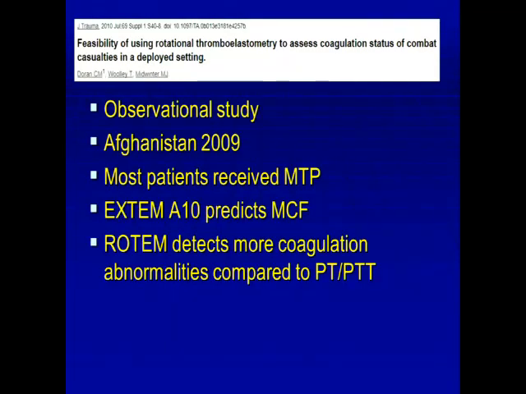In this study, they found more coagulation abnormalities with ROTEM compared to the traditional coags, but they didn't really state what they used as the gold standard. I would assume that it was clinical evidence of bleeding.